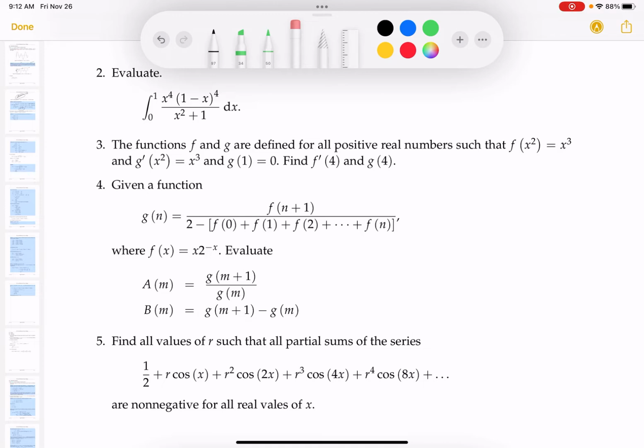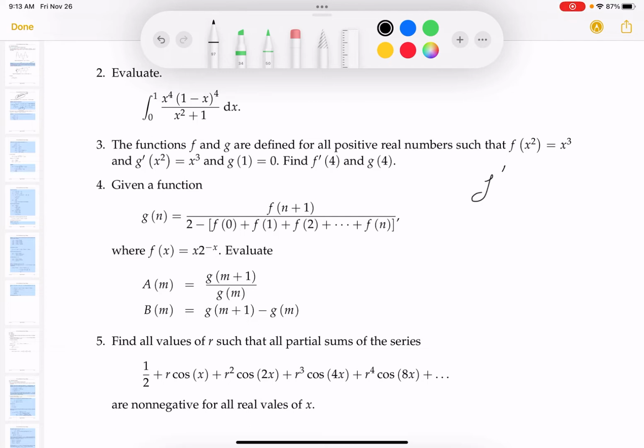Number 3 says, f and g are defined for all positive numbers such that this is true and that's true. G of 1 is this thing. Find f prime of 4. By the way, the point I'm making is that I can actually find f prime of 4. In other words, the function is differentiable. Well, let's take a look at it and write it down. So what do you get?